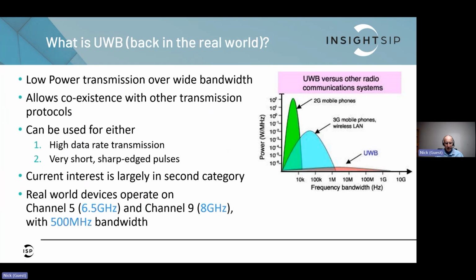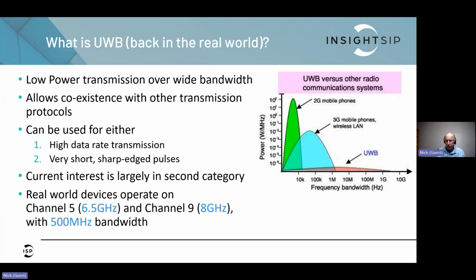Well, in the real world, devices tend to operate on basically two channels that have been selected, 6.5 gigahertz and 8 gigahertz with a 500 megahertz bandwidth. Now, maybe those numbers don't mean much to you, but compare it with, say, Bluetooth, which has multiple channels, but each channel is only 2 megahertz of bandwidth. So you can see ultra wideband has a much larger bandwidth. Wi-Fi has a number of different options, but typically between 20 and possibly 80 megahertz. So you have this very wide bandwidth with ultra wideband, and what this allows you is precise timing.